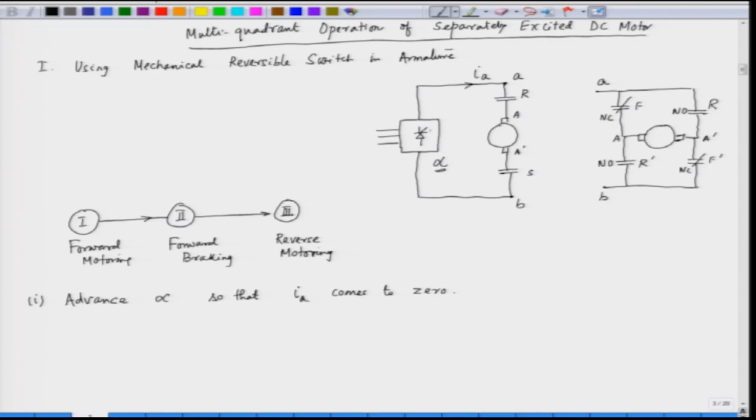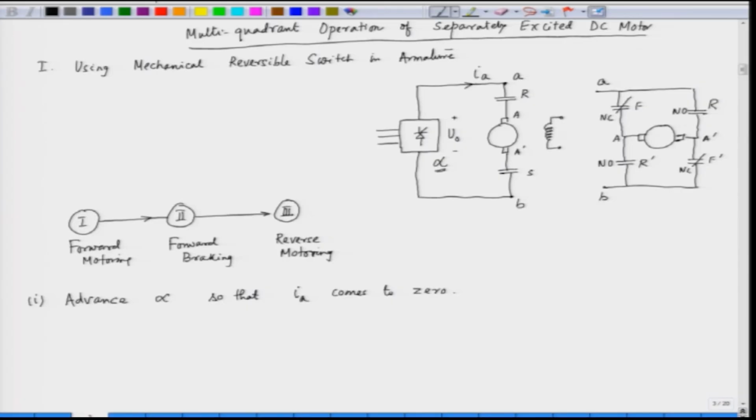If you advance this angle alpha, the output voltage VO would be negative. In that case, this current will not be supported by the input voltage. So, IA will gradually decrease down to 0. The field in this case is separately excited. We are not changing the field connection, the field is separately excited.